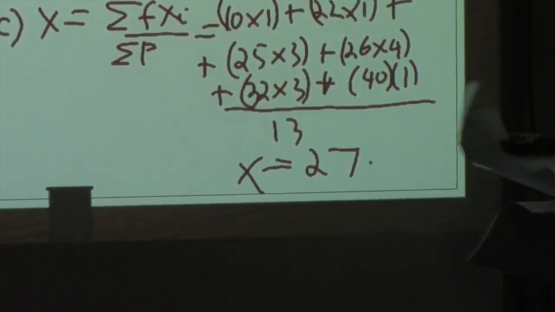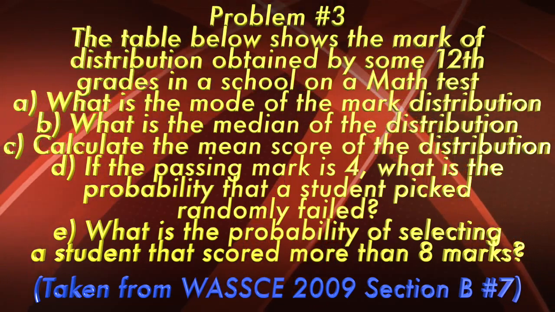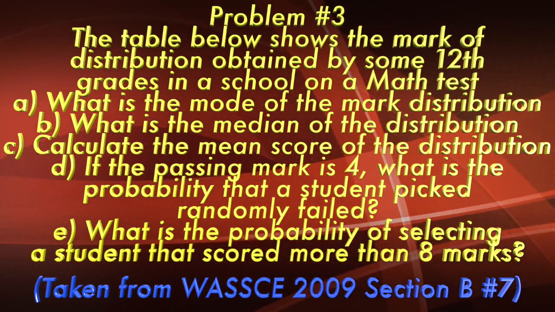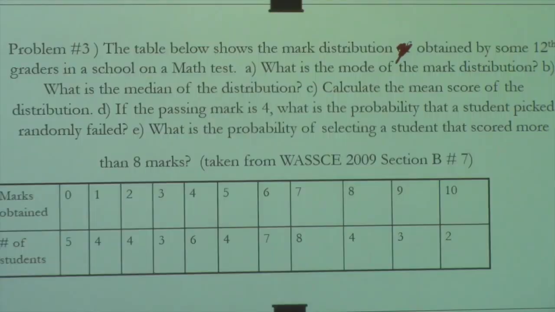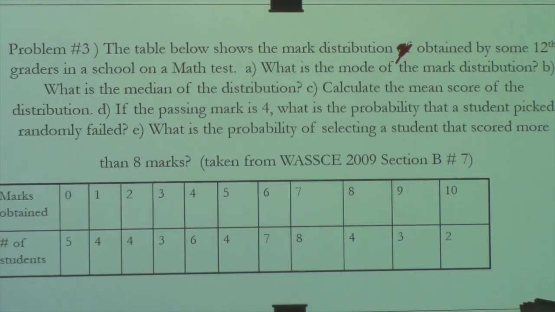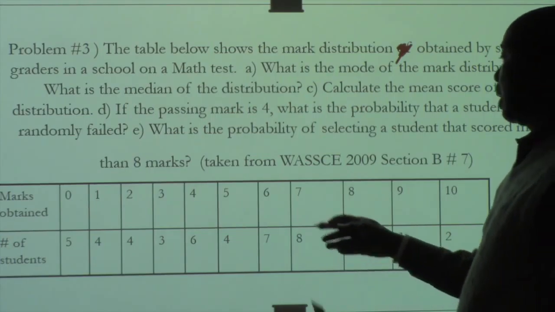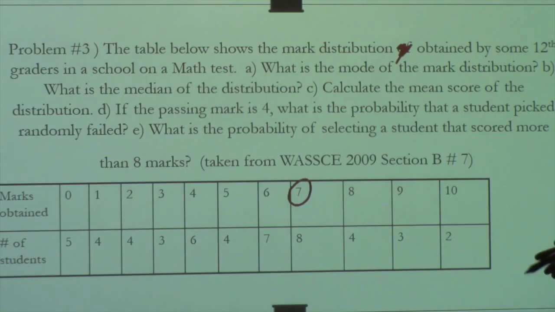So that's it. So it says here the table below shows a mark distribution obtained by some 12th graders in a school on a math test. What is the mode of the mark distribution? So the mode is very simple. It is the mark with the highest frequency. So the mark with the highest frequency here happens to be what? 7. So the mark with the highest frequency is 7, so we have the answer for A already.